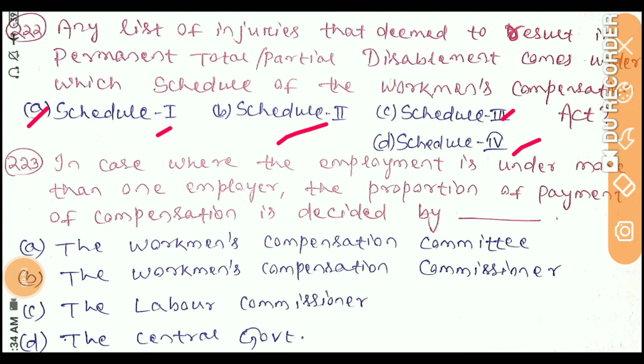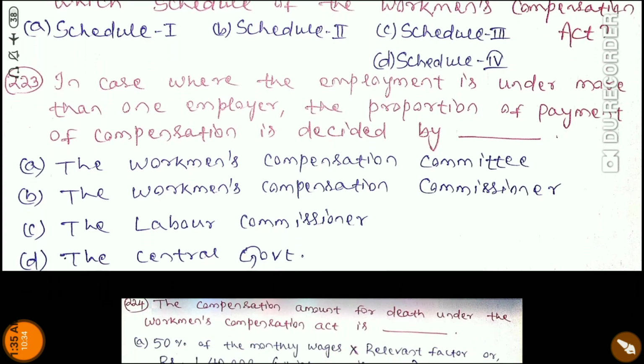Then the next question: in a case where the employment is under more than one employer, the proportion of payment of compensation is decided by the Workmen's Compensation Committee, the Workmen's Compensation Commissioner, the Labor Commissioner, or the central government. Where any workman is working in an employment where more than one employer is controlling, the payment of compensation is decided by the Workmen's Compensation Commissioner. So option B is the answer.